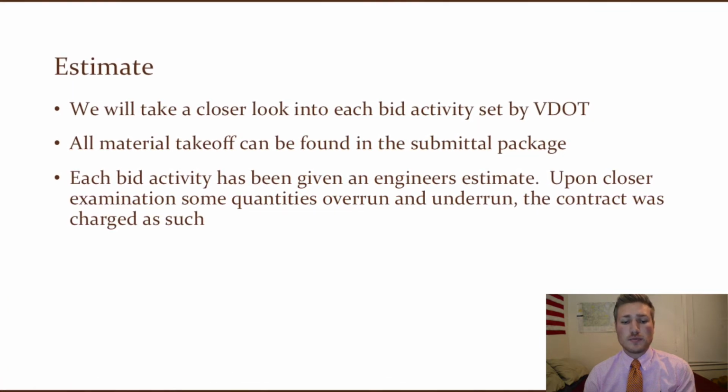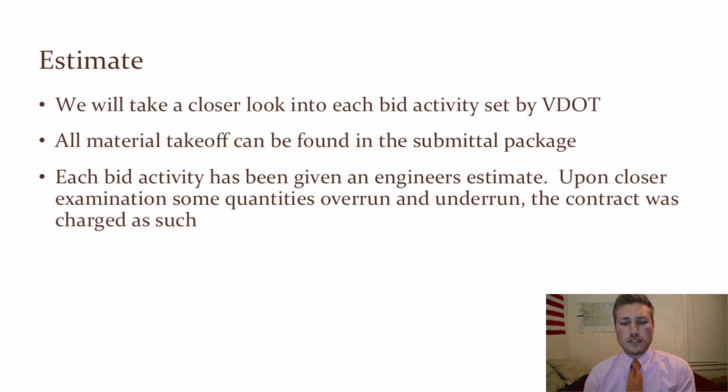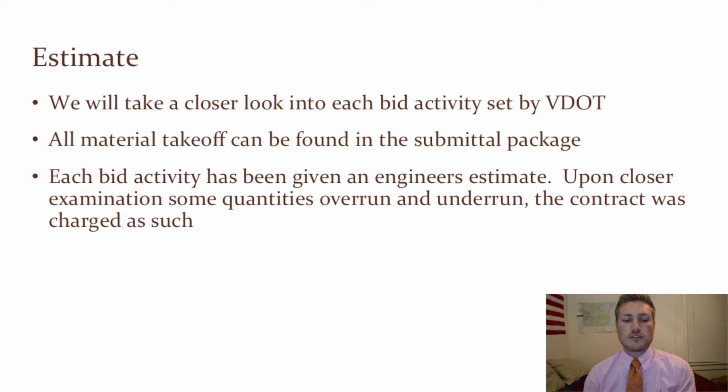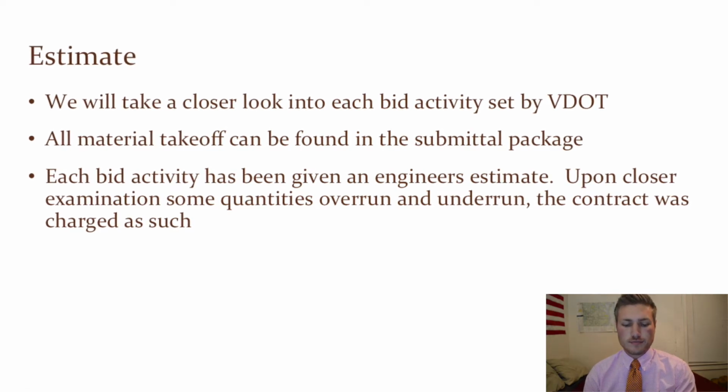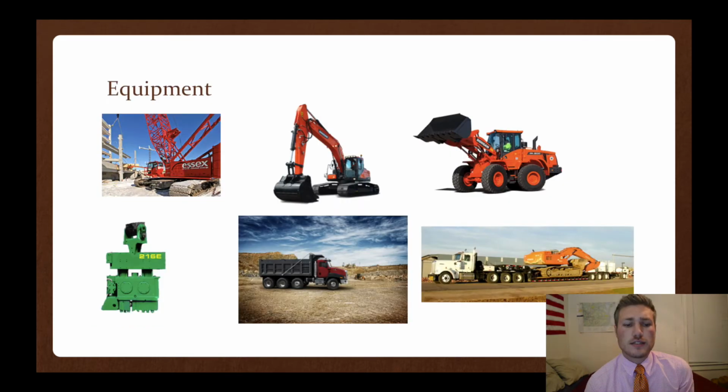Each bid activity has been given an engineer's estimate. Upon closer examination, some quantities overrun and underrun. The contract was charged as such. The first bid activity required by VDOT was the mobilization charge. This is a lump sum item with a crew size of 9, labor hours equaling 1,100. The total cost for this will be $86,594.69.